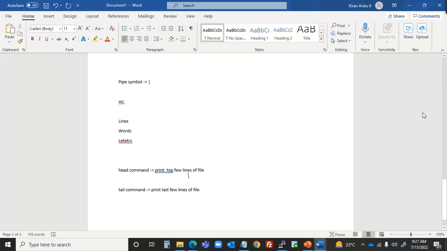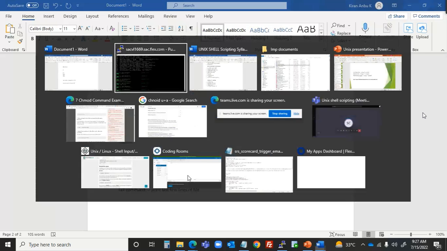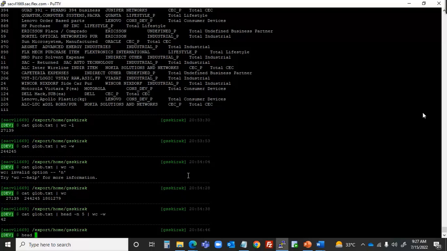Okay, head and tail, like it's normal, right? Like how in the human body, head and tail. So head is top and tail is like bottom, right? So same, head will print the top few lines, tail will print the last ones. For example, I will use tail hyphen n 10, file name is globe dot text.